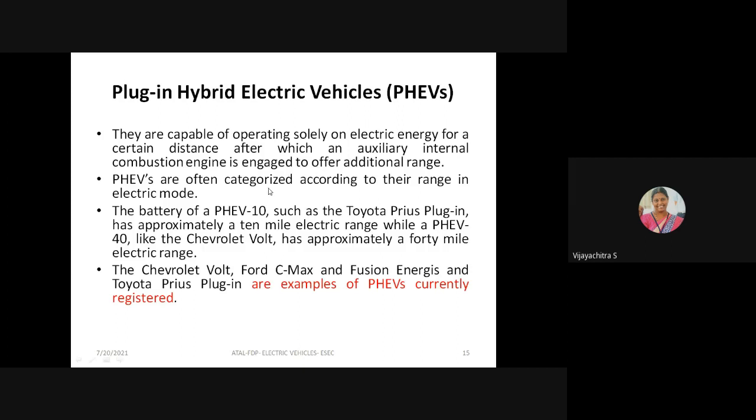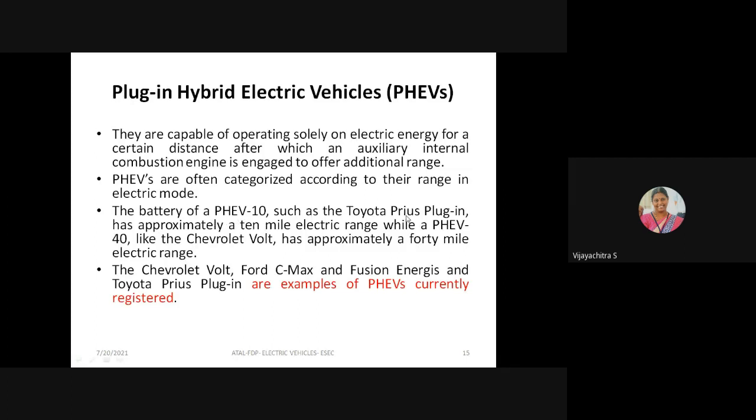Okay, and they are often categorized according to the range in electric mode. So there are certain ranges that can be operated using these PHEVs. There are certain examples: Chevrolet, Ford C-Max and Fusion Energi, and Toyota. These are all examples of the PHEVs currently registered. If you take the Chevrolet, it can run almost a 40-mile electric range. Okay, so the battery name is PHEV 10.